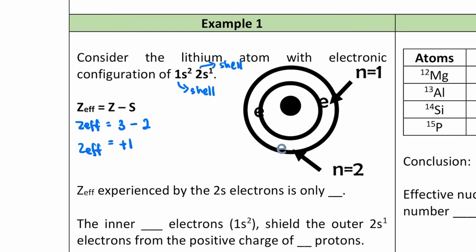Next, kita fill in apa yang kita perlu dekat sini. So effective nuclear charge experienced by the 2s electron is only positive 1. So 2s electron ni hanya dapat rasa charge positif sebanyak positif 1. That means attraction dia tu dia dapat rasa sikit sahajalah, tak kuat. Okay, so the inner electrons, kita ada 2 tadi kan. The inner 2 electrons shield the outer 2s1 electron from the positive charge of 3 protons. So initially there are 3 protons here, tapi this electron can only feel charge sebanyak 1 sahaja disebabkan ditapis oleh 2 elektron yang di dalam.